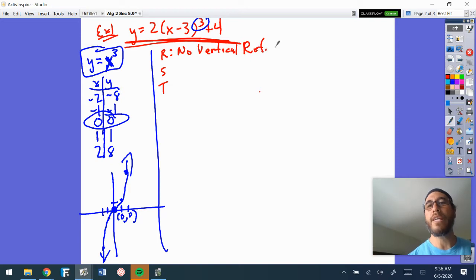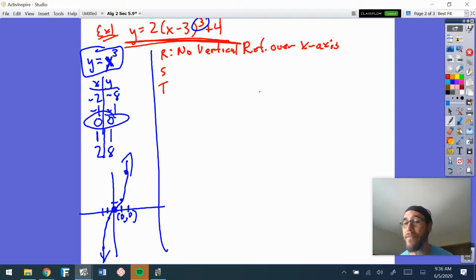We always say over the x-axis, right? Over the x-axis. Okay, there's no vertical reflection. Why is there no vertical reflection? Because there's no negative out in front. Remember, everything out in front or outside deals with the function vertically. There's no negative on the outside, so there's no vertical reflection.